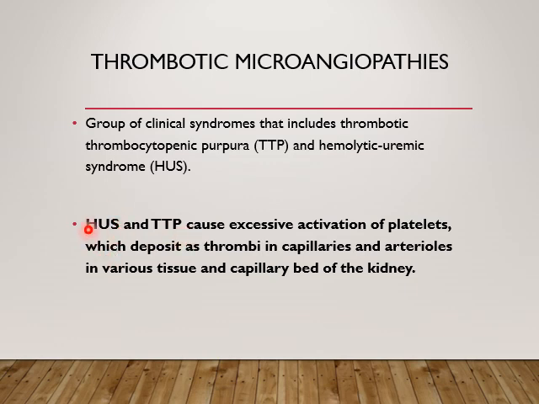So what happens in HUS? In the case of typical hemolytic uremic syndrome, it follows a Shigella dysentery, which is caused by the E. coli strain, which releases the Shiga toxin. The Shiga toxin is known to cause excessive activation of platelets and fibrin, which will be deposited in the form of thrombi, causing severe ischemia in the capillary bed of the kidney. So this is how the two mechanisms act and cause excessive activation of platelets, which will be deposited in the form of thrombus.